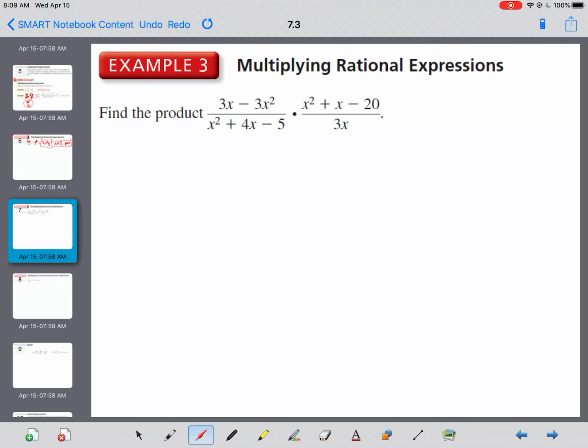All right, bigger. I like to reduce first. That means I'm going to factor first. So I'm going to pull out what they have in common. Here, 3x leaves me, no, it leaves me 1 minus x.